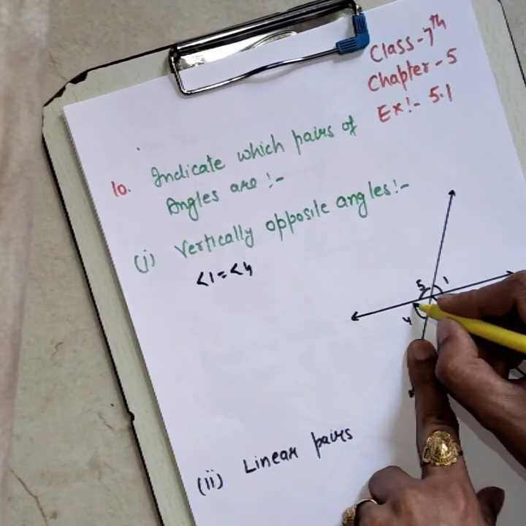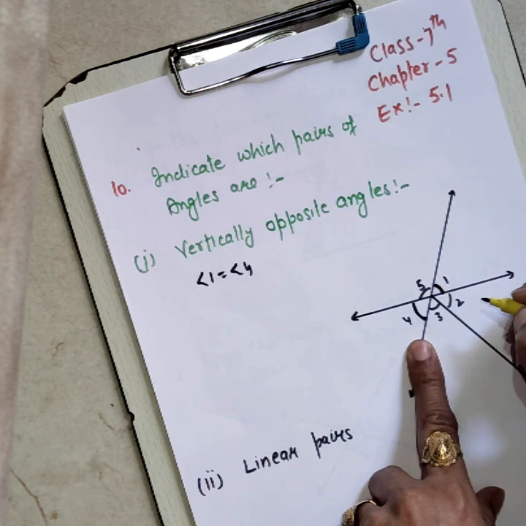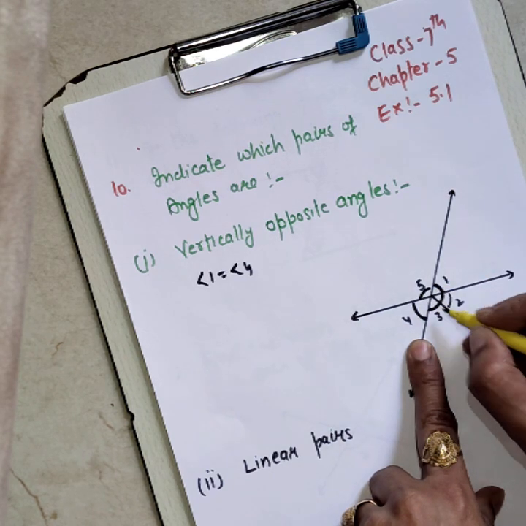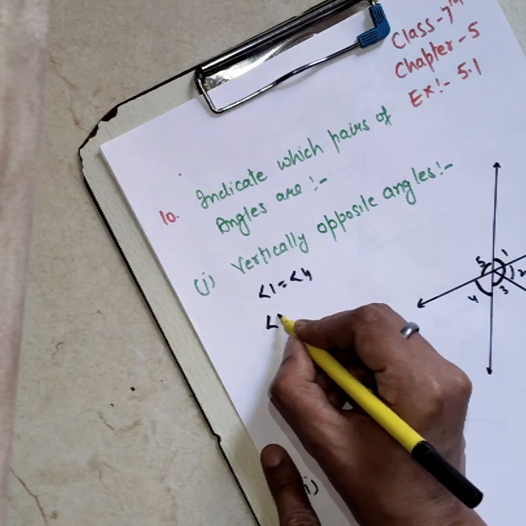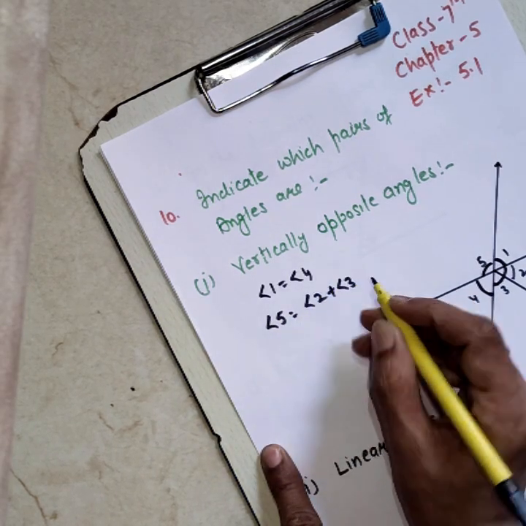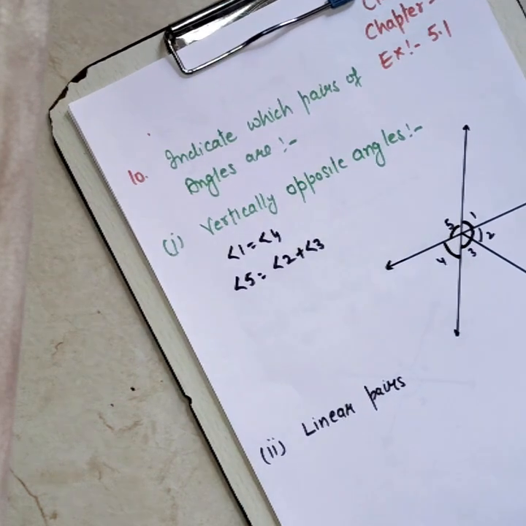So here we get angle 1 and angle 4. Angle 5 is equal to angle 2 plus 3. Angle 5 is equal to angle 2 plus 3. Both are vertical angles.